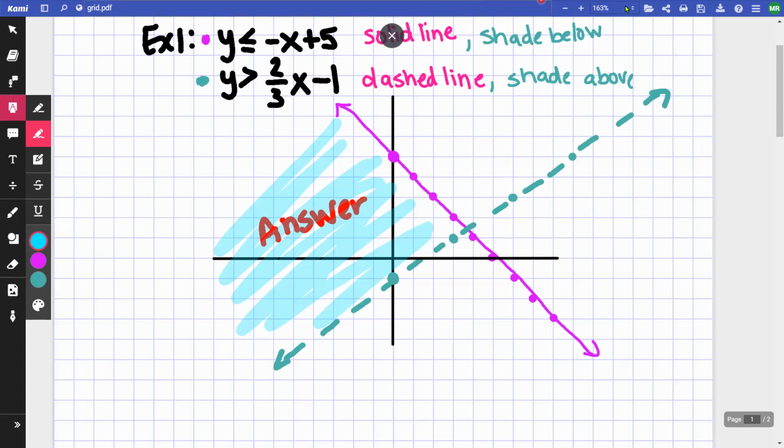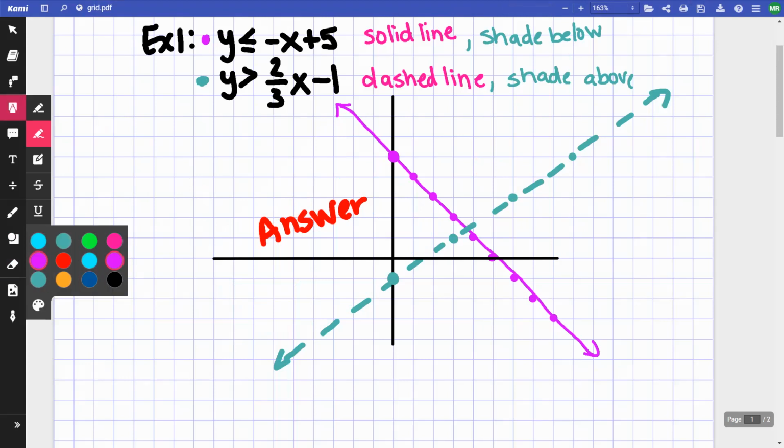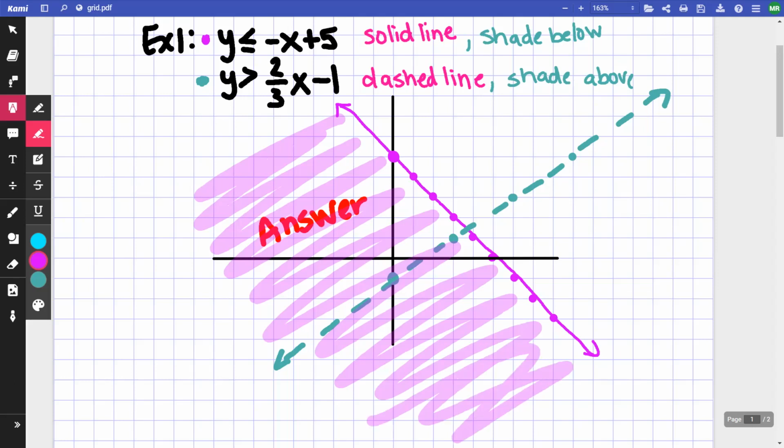is, let's see if I can undo this, it is sometimes useful for us to focus on one inequality at a time. So again, for this purple one, I was shading everything below, which is everything here. For the teal one, I was shading everything above, which was everything here. And where I have both graphs, that's where my answer is. Okay.